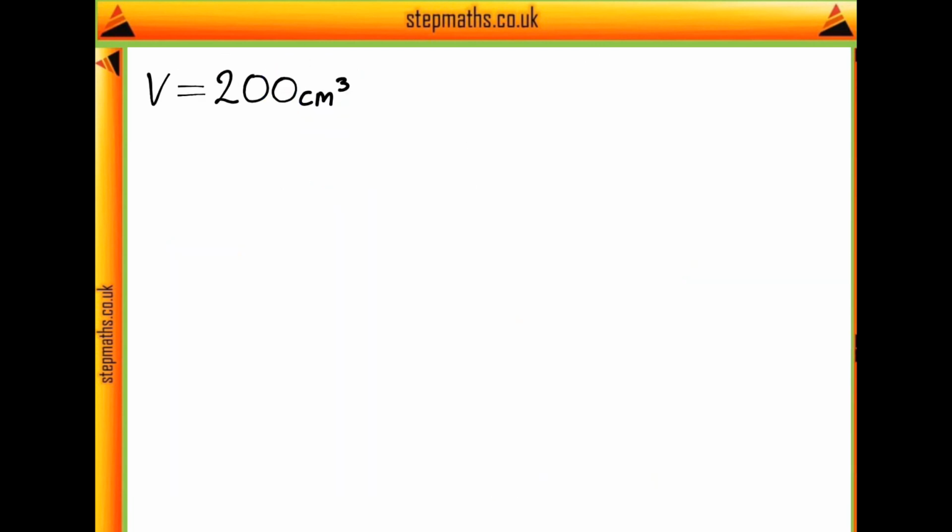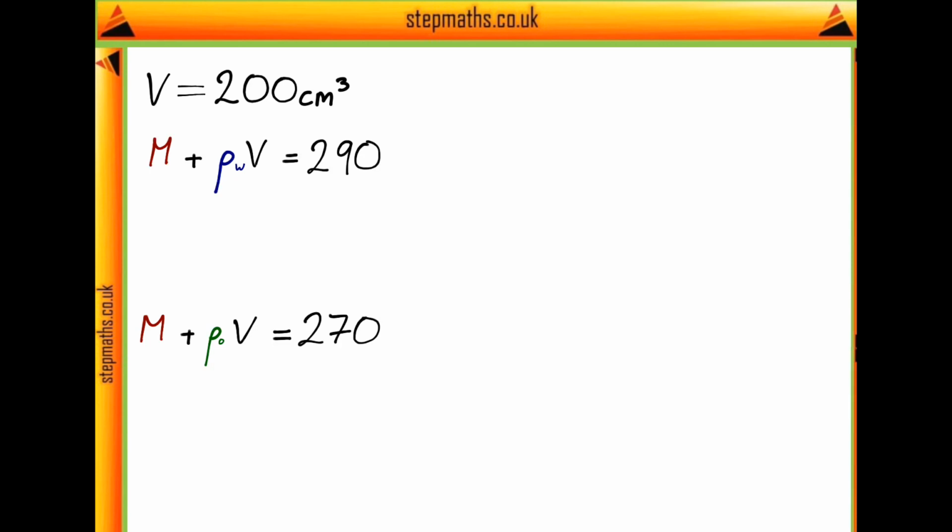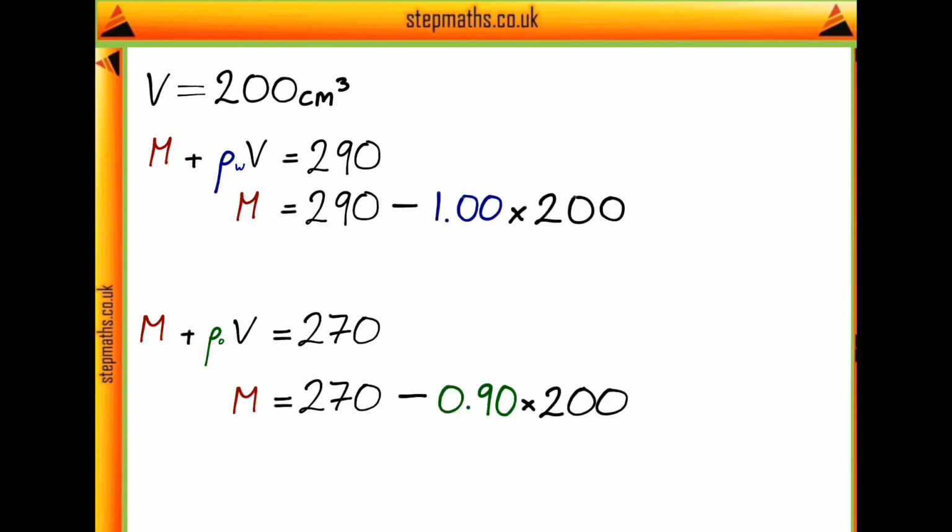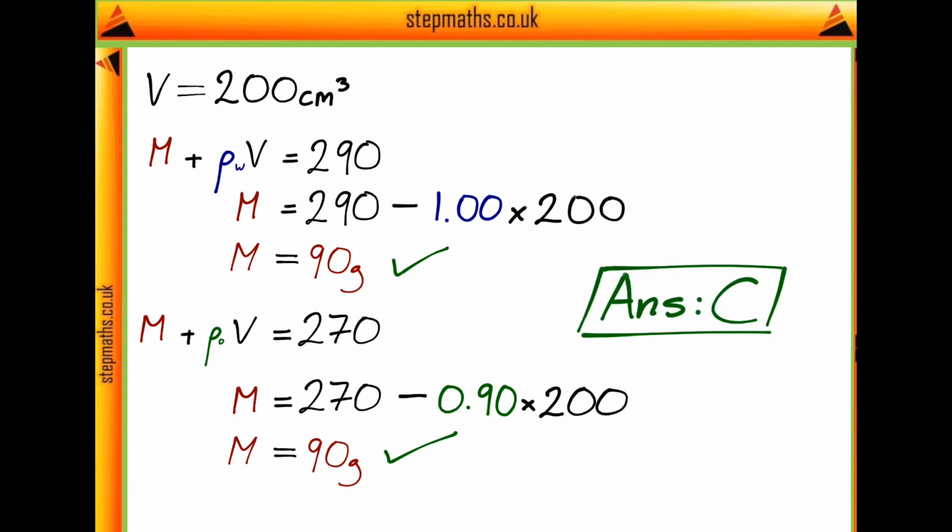Now that we know that the volume is 200 centimetres cubed, we can go ahead and substitute this back into our two original equations. Therefore, we find out that the mass is going to be 90 grams. This corresponds to answer C.